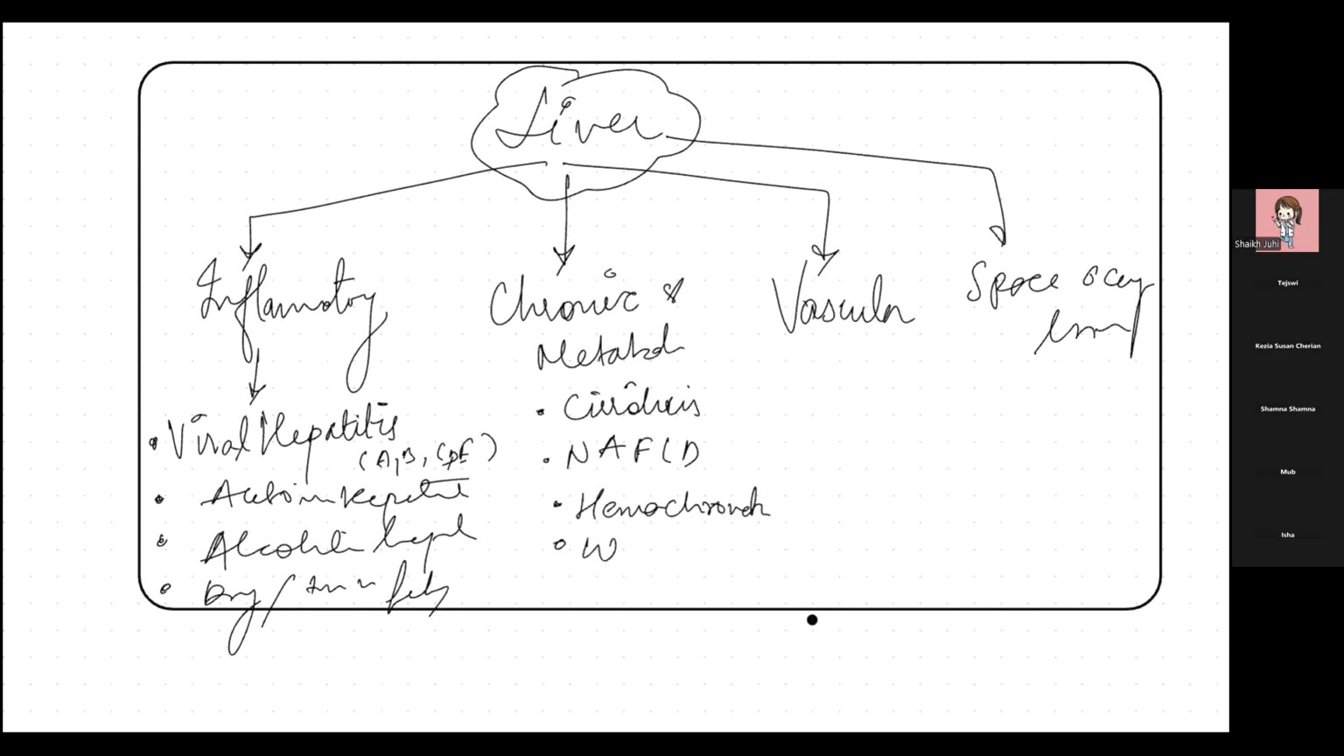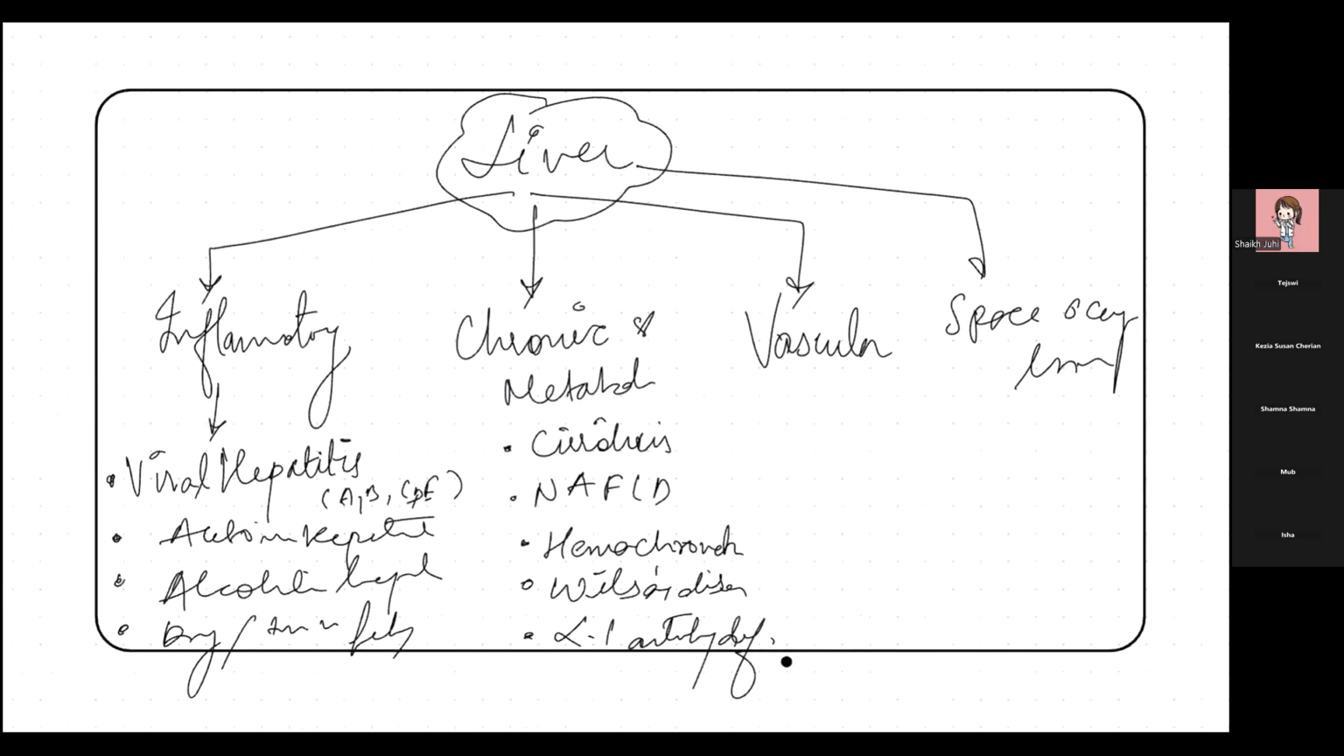Don't worry by hearing these terms. We will deal with all of it. What else? Alpha 1 antitrypsin deficiency. So if I talk about metabolic or chronic liver disease, the possibilities are cirrhosis, non alcoholic fatty liver disease, hemochromatosis, Wilson's disease, and alpha 1 antitrypsin deficiency.